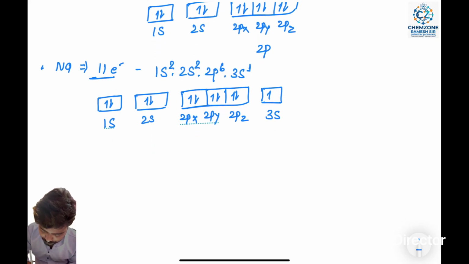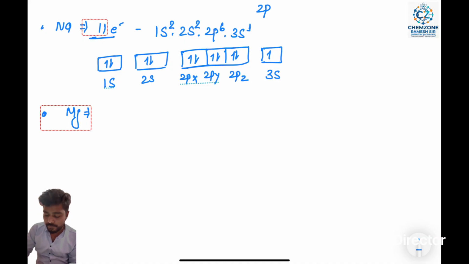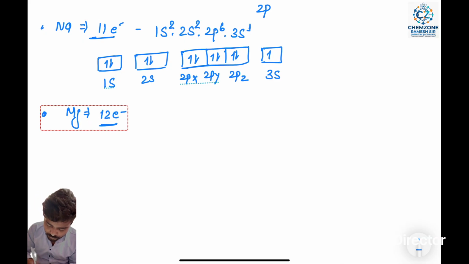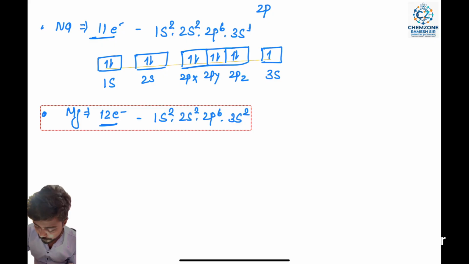Next one is your magnesium. Okay, magnesium, Mg. Okay, Mg is the symbol of magnesium. So 12 electrons, that is the atomic number of your magnesium. So 1s2, 2s2, 2p6 and 3s2. Okay, and this 3s orbital is fulfilled.